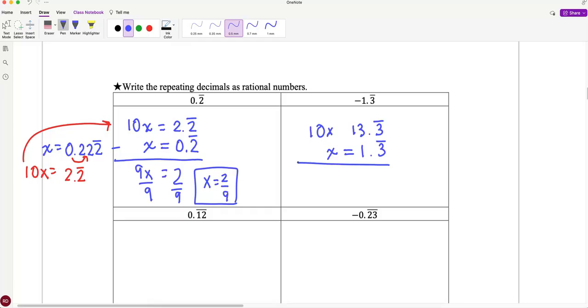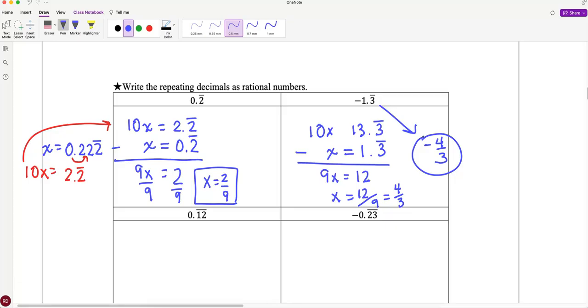Set up a subtraction again. So 10 minus 1 is 9x equals 13 minus 1 is 12. So x is 12/9. That's partial credit. Divide those numbers by 3 and you get 4/3. So this answer, since it's negative, is negative 4/3.